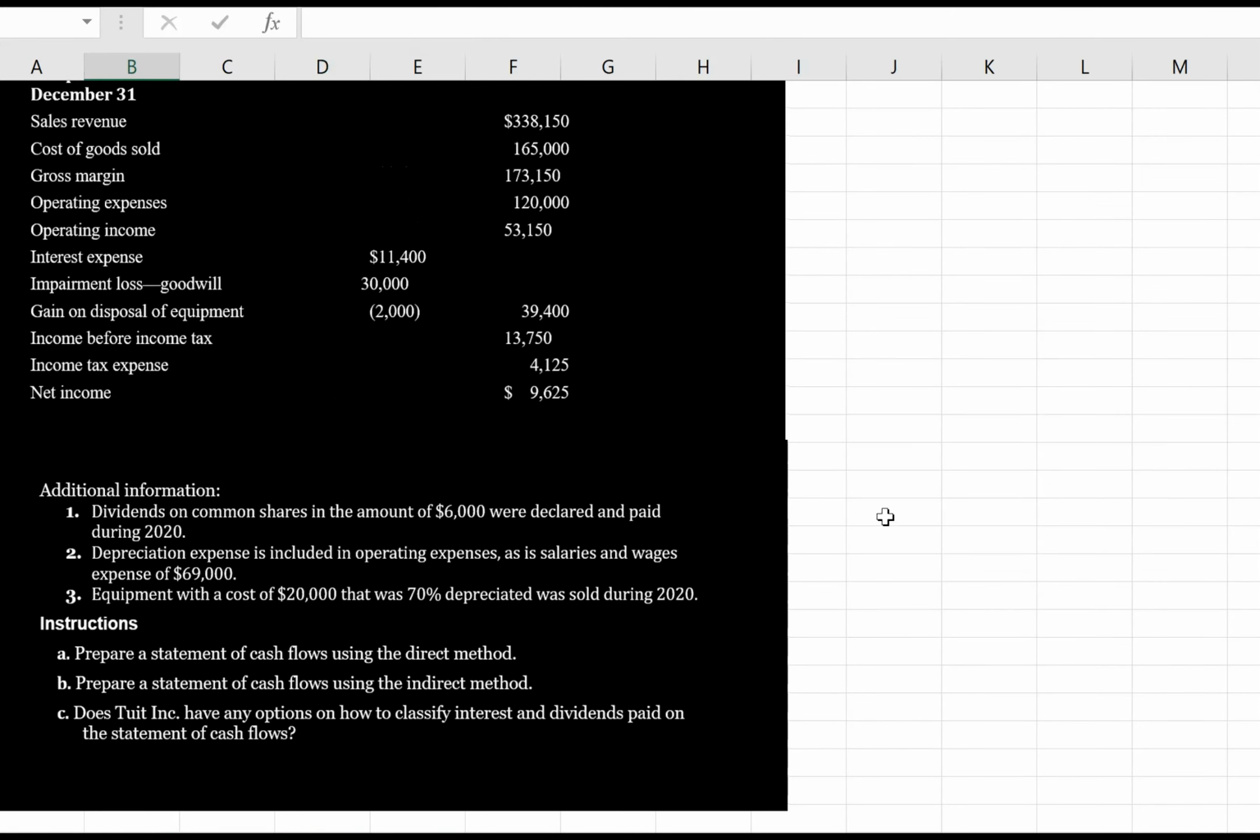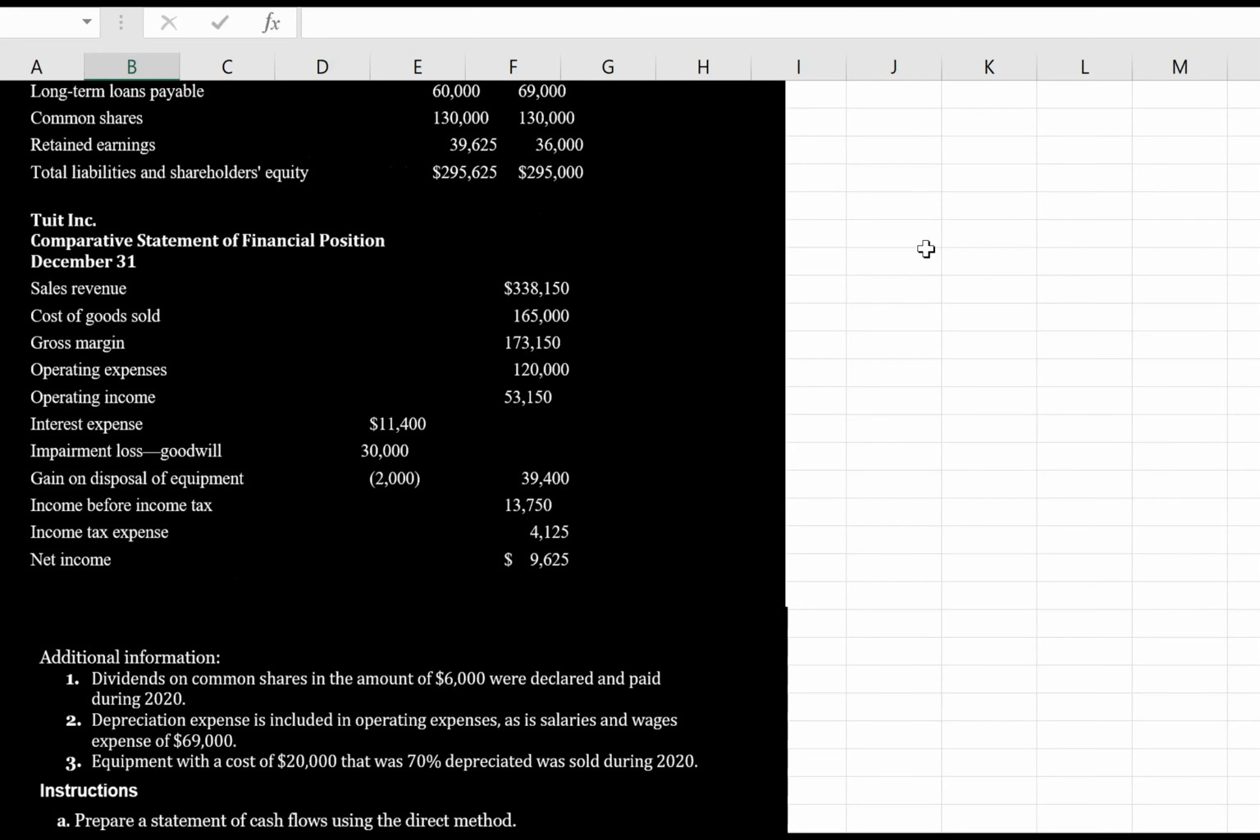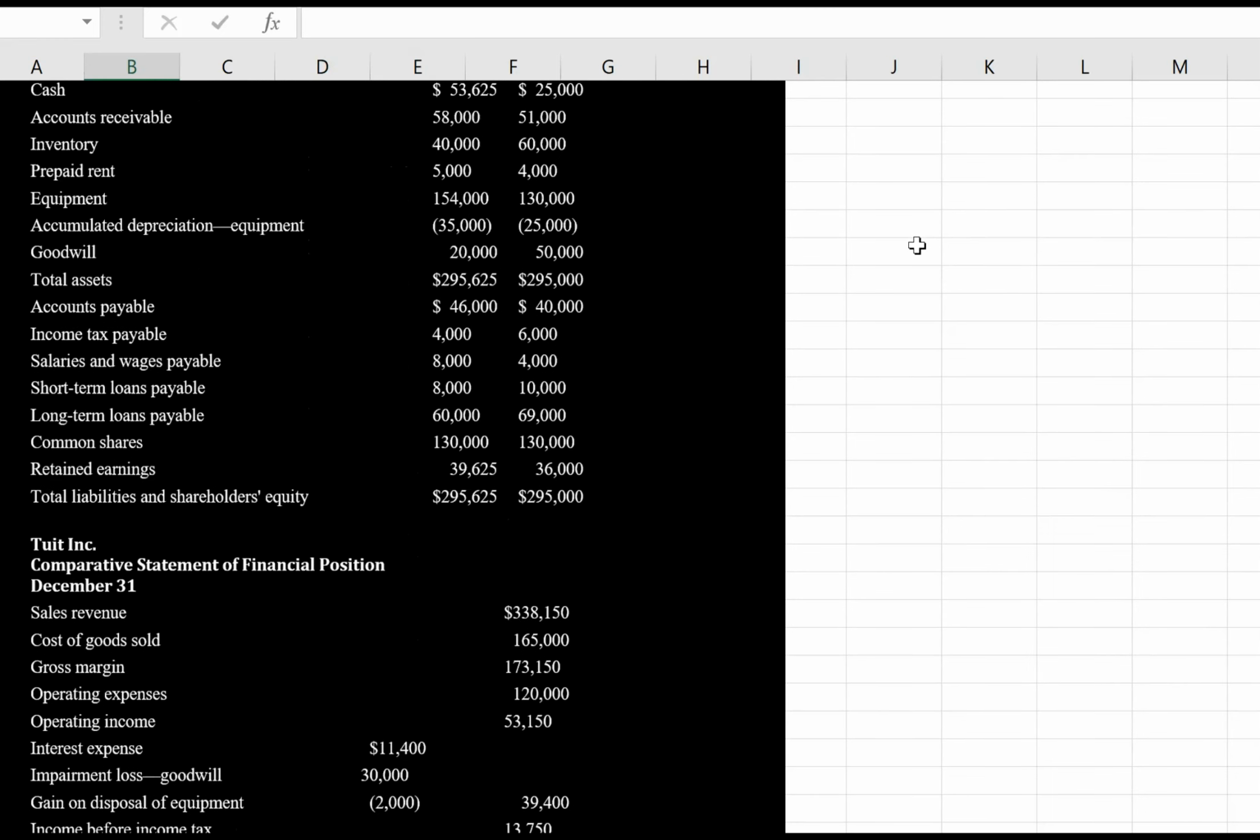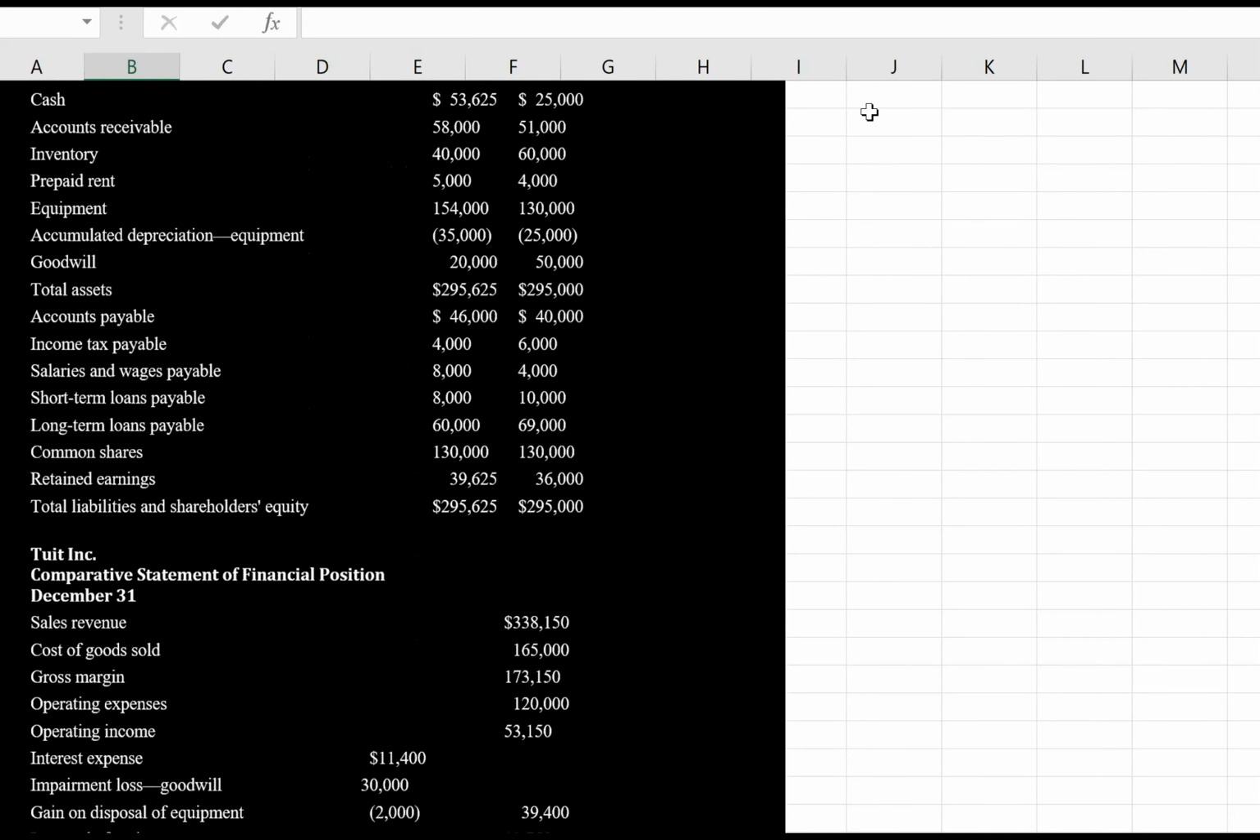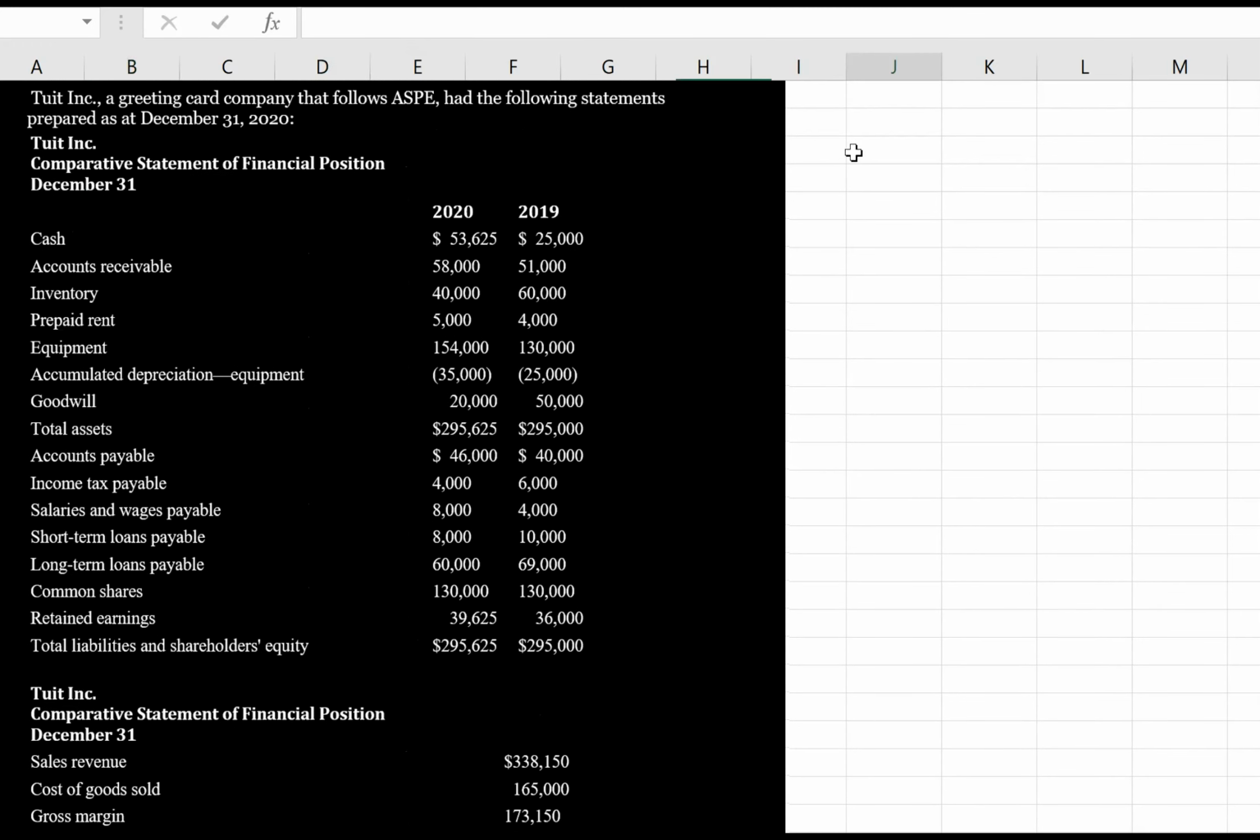So let's just do this on the side here. So let's take a look up here. So we're going to have cash received from customers. Let's start this right up at the top. So normally the way that we do this is we take sales revenue and then we're going to adjust it for a change in AR. So let's first start with sales revenue. And we can see that right here, $338,150.